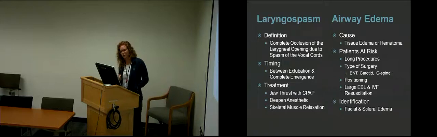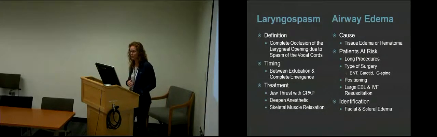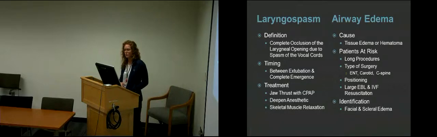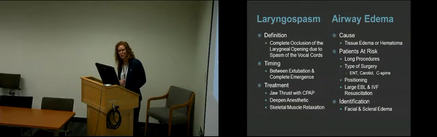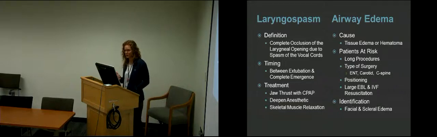So two other things that can occur. Oftentimes the laryngospasm occurs in the OR for you before you even get to us in the PACU. It's a complete occlusion of the laryngeal opening due to the spasm of the vocal cords. This usually occurs between extubation and complete emergence. And the way you would treat it, and I don't know if you guys have had this experience yet already, because it sometimes occurs very early in training: jaw thrust with CPAP, you can always deepen the anesthetic, and if you have to, reapply muscle relaxation.